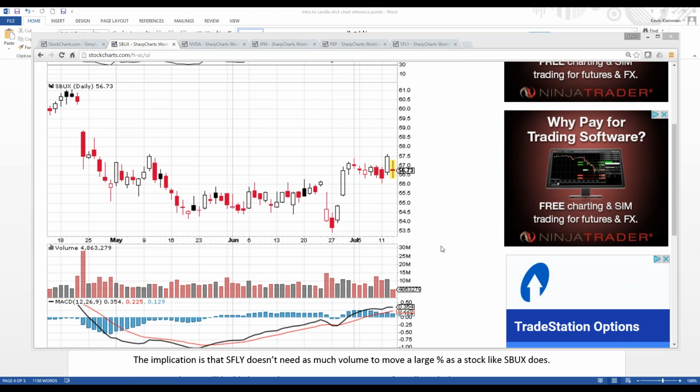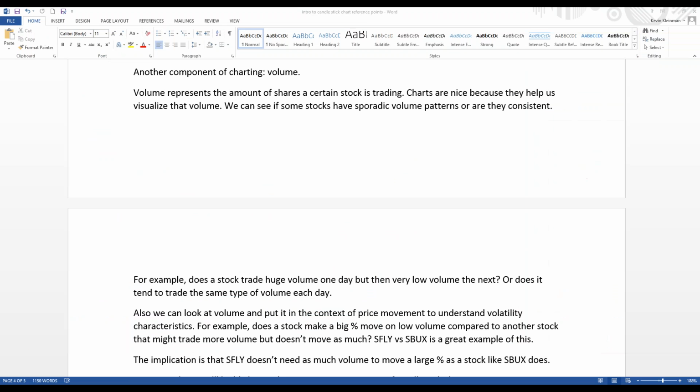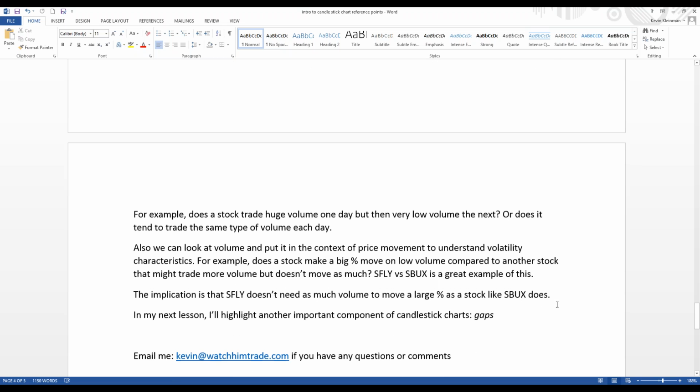So the bottom line is Starbucks needs much greater volume to move than Shutterfly does. And the way we might apply that to our trading is if we're watching a stock like Shutterfly and we see high volume right at the open, we might be able to anticipate that it's going to be a very volatile day in the stock. Or with Starbucks, if we see low volume at the open and we know that it needs high volume to move because it's already a high volume trading stock, then we could possibly anticipate that Starbucks isn't going to make a good move today and we should probably just leave it alone. So volume is important, and again, in future lessons I'll get into more advanced concepts to understand.